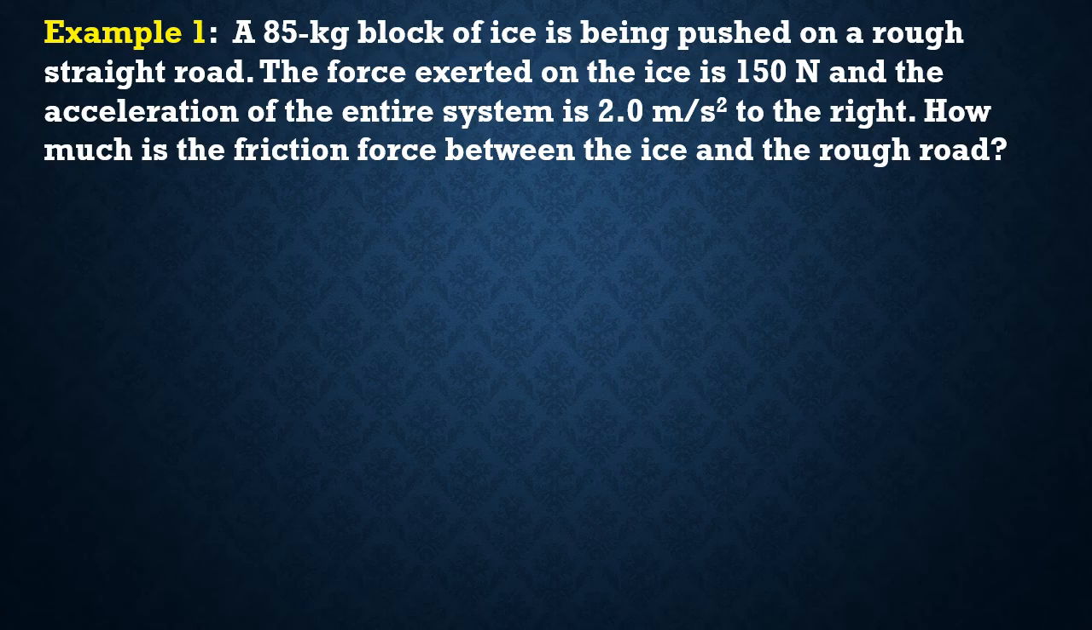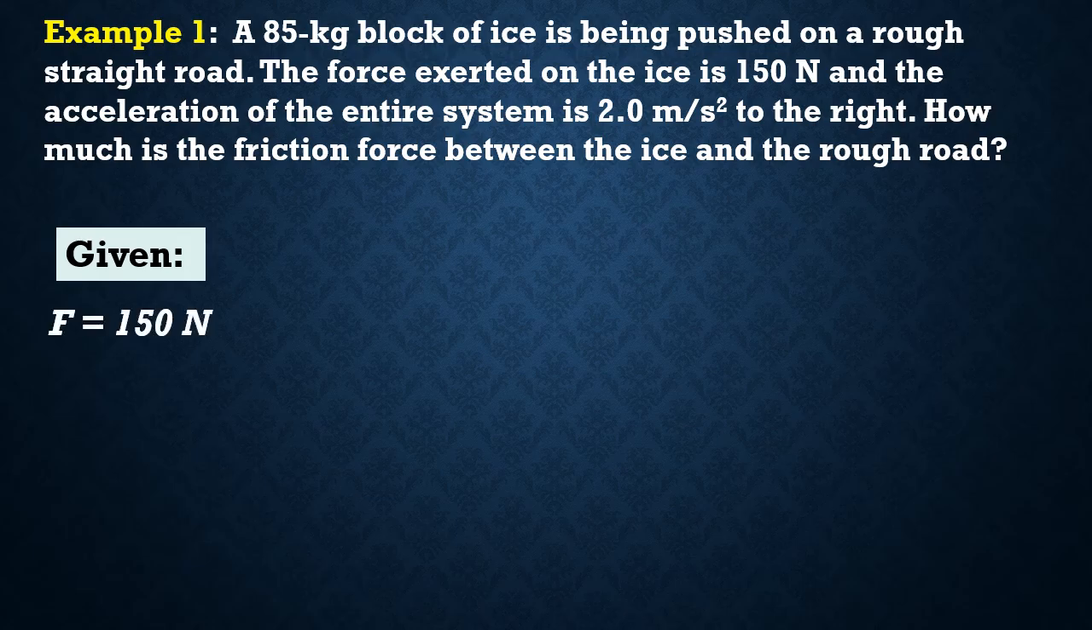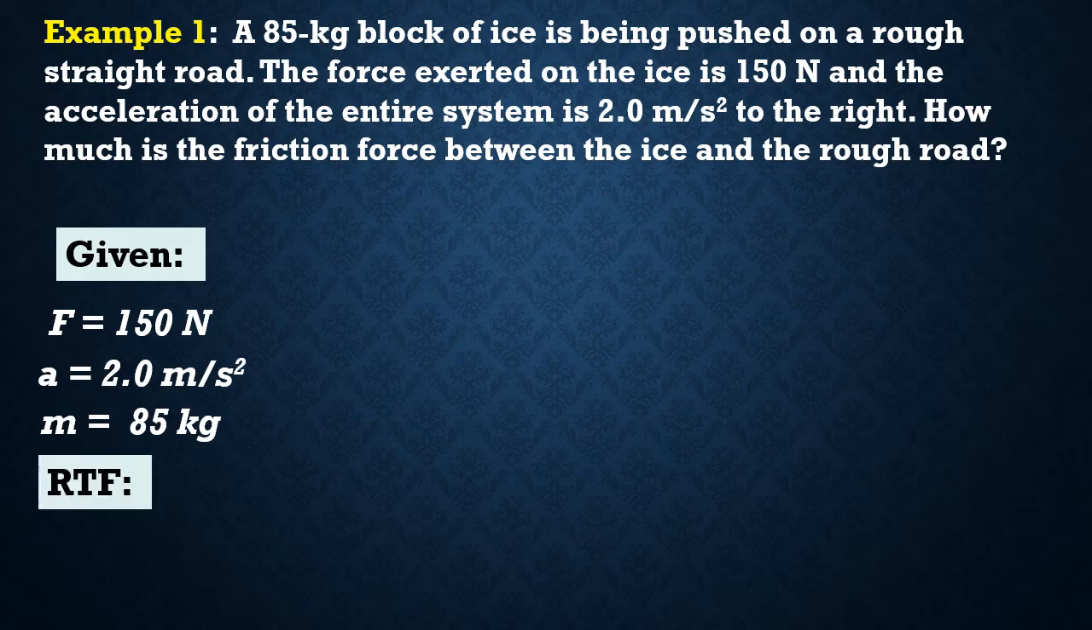In our first example, the body of interest is a block of ice being pulled along a straight rough road. The given data are the pulling force capital F equals 150 newtons, the acceleration of 2 meters per second squared, and the mass of the block of ice, which is 85 kilograms. We are required to find the amount of kinetic friction that tends to oppose the motion of the block.